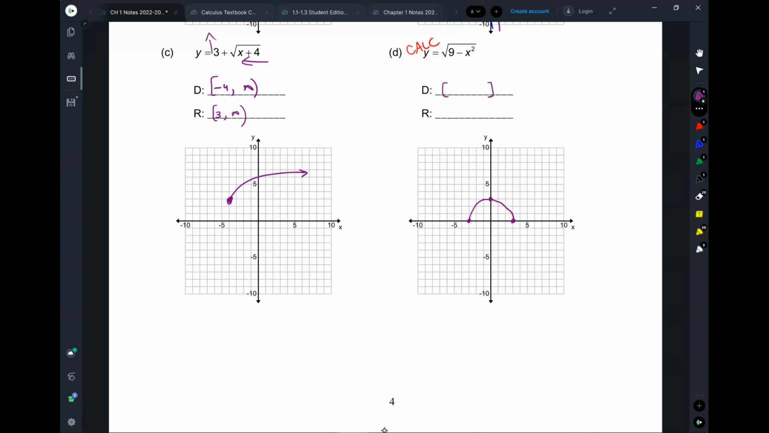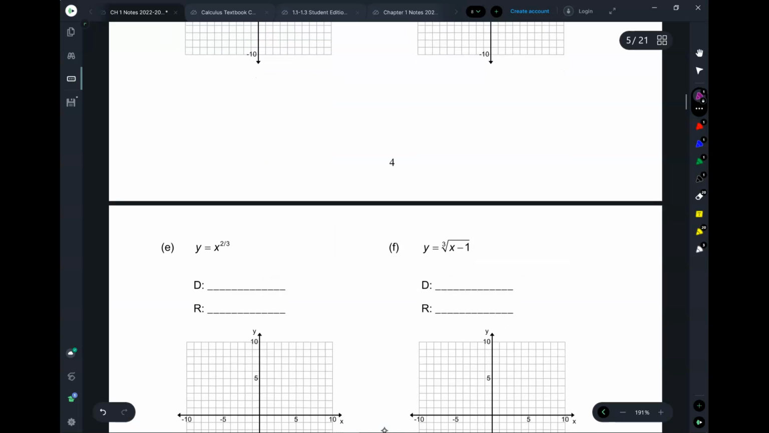Okay, so the domain here goes from -3 to 3. So they don't go beyond. Correct. And the range goes from 0 to 3, because it just stops at the endpoints. It doesn't go past. Oh, it doesn't keep on going like that one. No. Wouldn't it be negative? Oh, because it doesn't go beyond the x. Oh, I see.